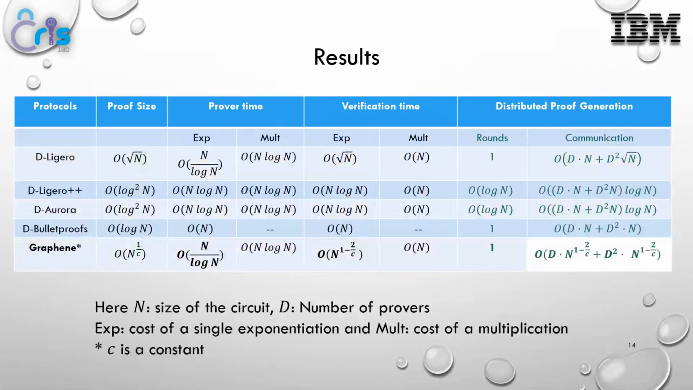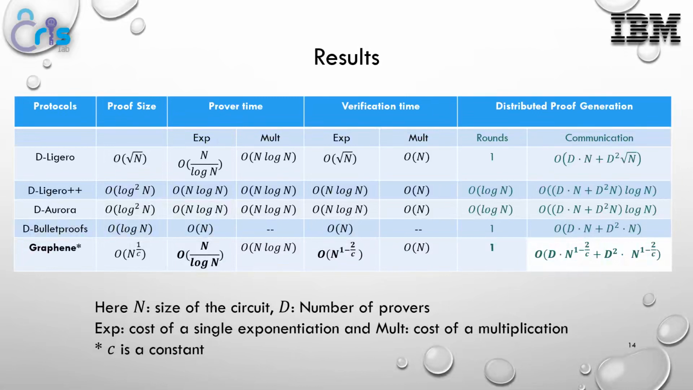Using our compiler, we compiled a few state-of-the-art popular zero-knowledge protocols such as Ligero, Ligero++, Aurora, and Bulletproofs. Here we can see that our compiler preserves the proof size of the protocols. However, we can see in the proof generation time and verification time, there is some additional overhead. This is due to the computational cost of the commitment scheme and the verification of its opening.